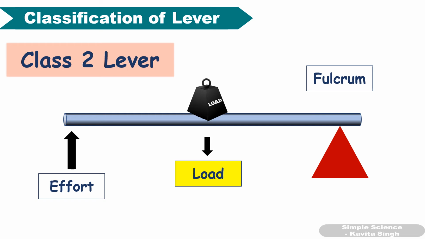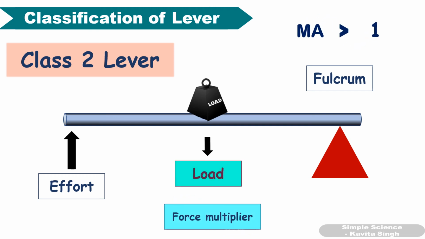Now class 2 lever. In class 2 lever, the load is in between effort and fulcrum. Wherever it is placed in between, it will remain in between effort and fulcrum. So effort arm will always be greater than load arm. So mechanical advantage will be greater than 1, and this lever acts as force multiplier.